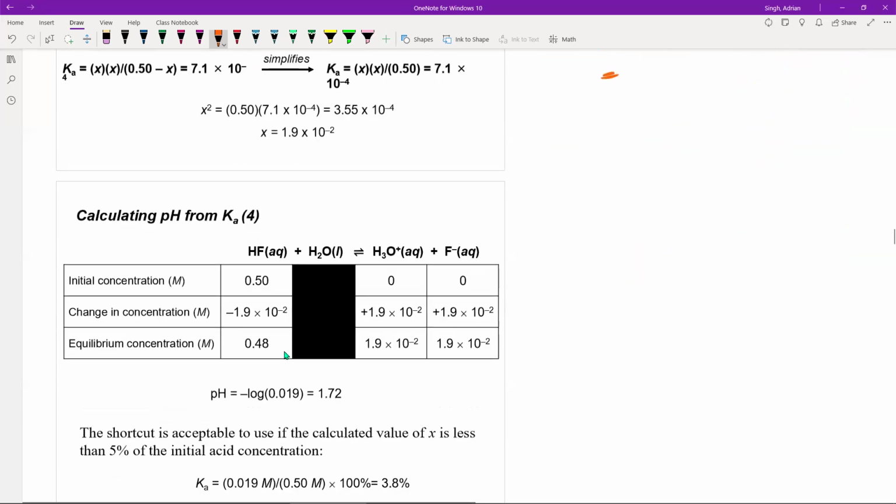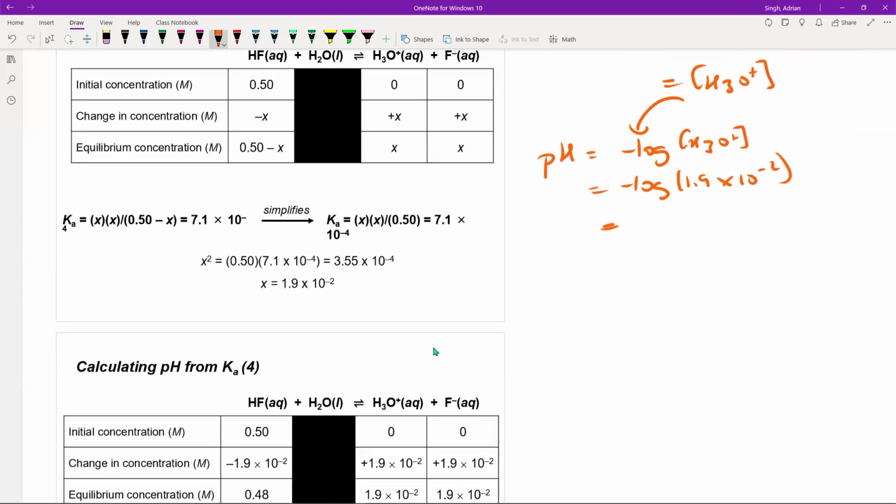And that is going to give me 1.72. That's my pH, right? And the pH makes sense. This is an acid, so the pH should be less than 7. And we're using a simplification here.